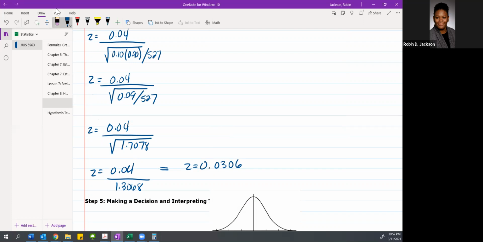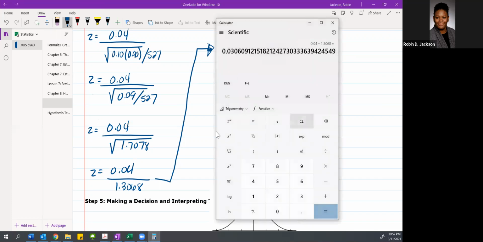Actually, let me erase this because I want to come down with this. So let me do this real quick. Okay, so the answer for this is going to be up here. Because remember, I said Z is going to be equal to 0.0306. Remember, this question started off as a percentage and we turned it into a proportion. So what we end up needing to do is turn it back into a percentage. So how do we do that? We take this number, I'm going to clear it out, 0.0306 multiplied by 100. That gives us 3.06.